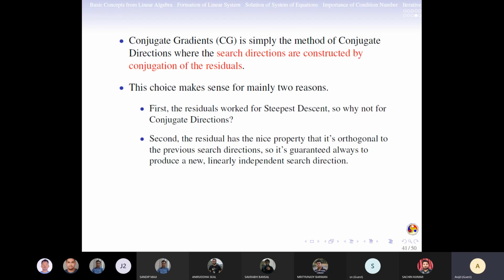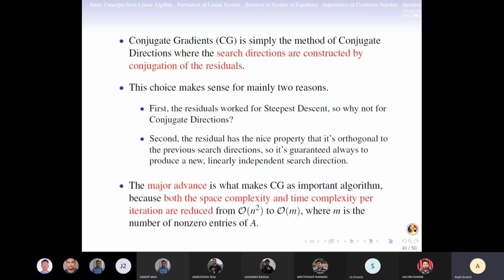Now you can ask whether this choice makes sense or not. That choice makes sense for mainly two reasons. First, the residual worked for the steepest descent, so why not for conjugate directions? The second is that the residual has a nice property: it is orthogonal to its previous search direction. So it is guaranteed always to produce a new linearly independent search direction. And if it gives me a linearly independent search direction, then by using the conjugate Gram-Schmidt process, we can produce the A-orthogonal direction by which we can go forward.